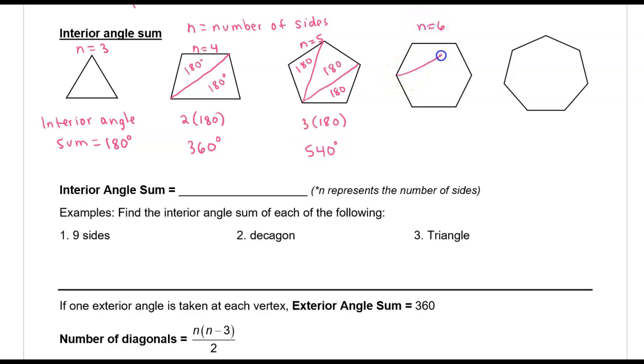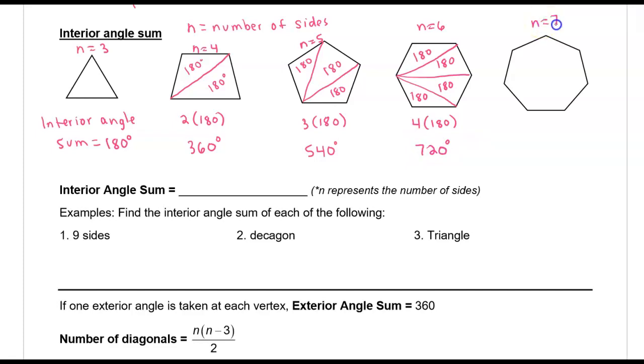I can continue doing this process where I break it up into triangles. And I know the sum of the interior angles of a triangle is 180, so that means this figure will give me 4 triangles for a total of 4 times 180 degrees. So the interior angle sum of that hexagon is 720 degrees.